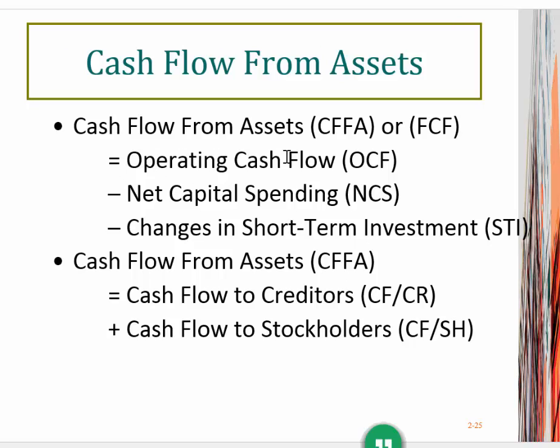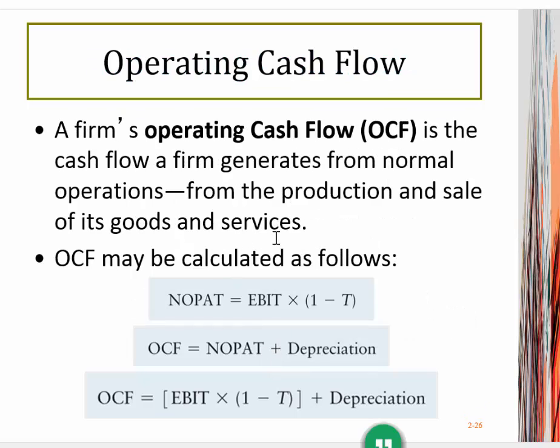That number, the cash flow from assets, then, is distributed to the investors. Well, who are the investors? We have the cash flow to creditors, and we have the cash flow to stockholders. So whatever the free cash flow number is, it ultimately is distributed, or can be distributed, to one of these two sets of investors. So let's look at operating cash flow first. Again, this is the cash flow that's generated from normal operations.